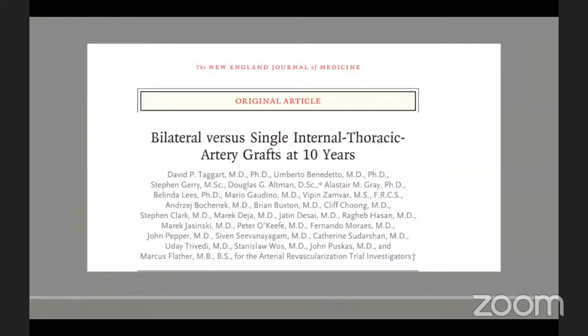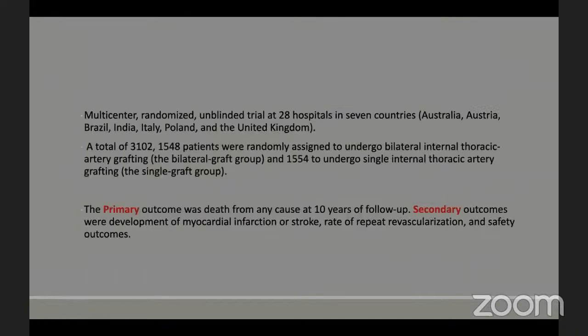In bilateral versus single internal thoracic artery graft at 10 years, a multi-center randomized and blinded trial at 28 hospitals in 7 countries: Australia, Austria, Brazil, India, Italy, Poland, and the United Kingdom. A total of 3,102 patients, of those 1,548 were randomly assigned to undergo bilateral internal thoracic artery grafting, the bilateral artery group, and 1,554 to undergo single internal thoracic artery grafting, the single graft group.